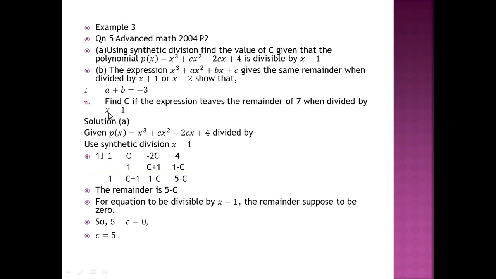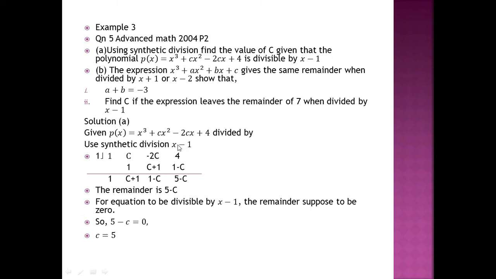So we start with solution A. Given that p of x is equal to x cubed plus cx squared minus 2cx plus 4, divided by x minus 1. Use synthetic division. So we divide this expression by x minus 1 here.